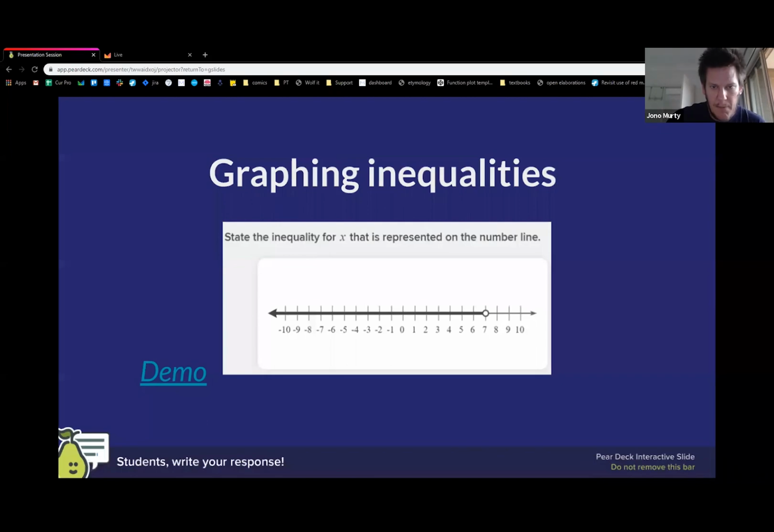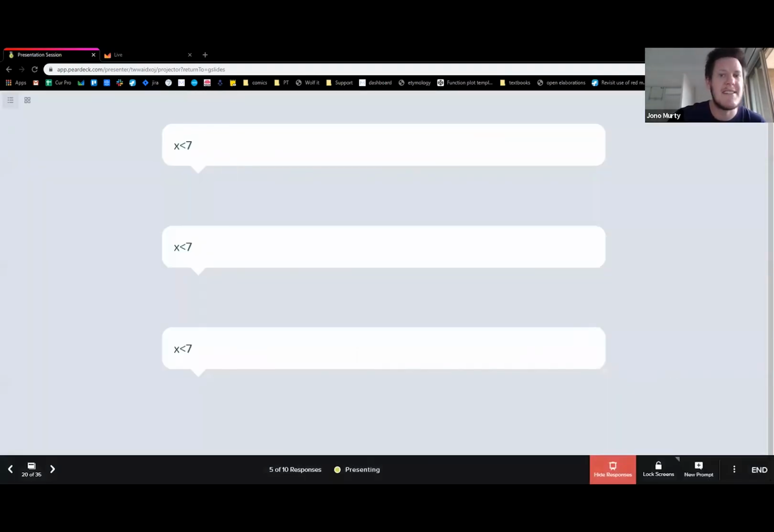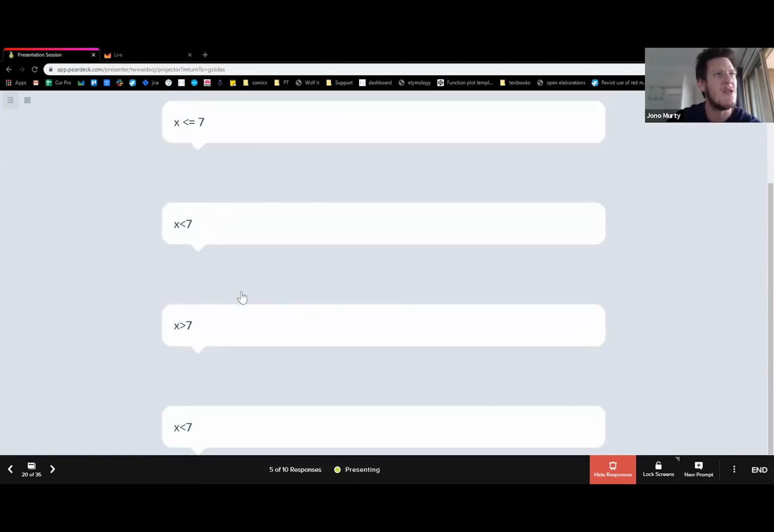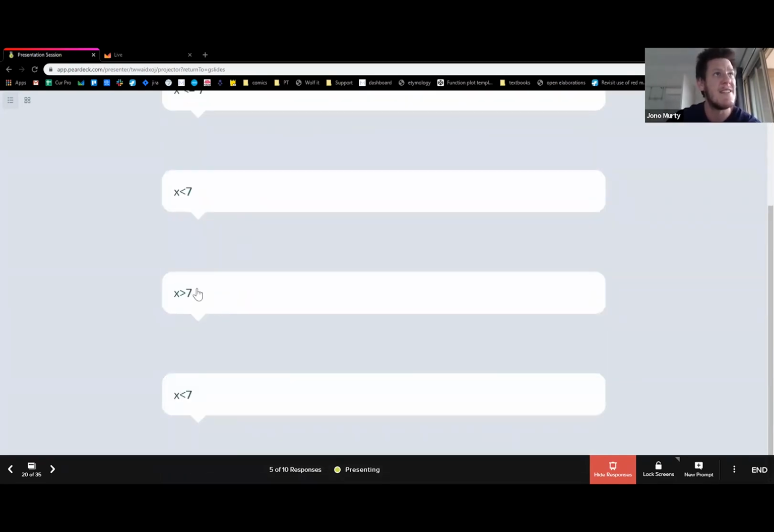Okay, so X is less than 7 is the correct answer. Let me just show some of the solutions. We have X is less than or equal to 7. This is incorrect. I'll explain why in a minute, but that's fine. You hadn't been taught this. I just wanted to see who would get it right from the start. X is greater than 7.